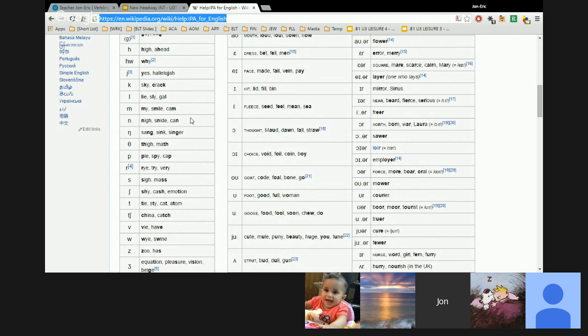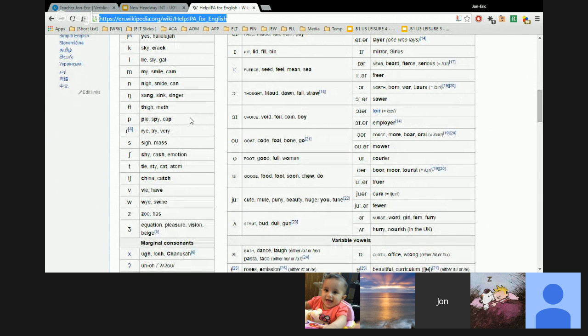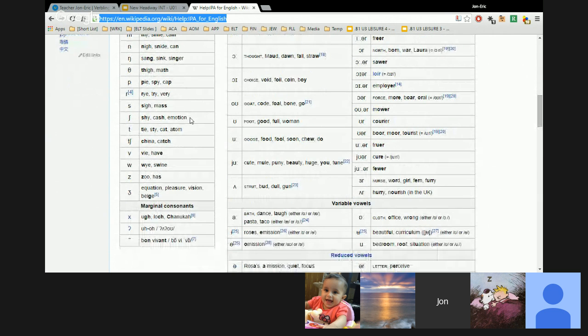You've got sounds there from Icelandic. You don't need those for English. So you're only going to learn what you need. Okay, and most of these are the same as the English letters. Which ones are different? Here's a j sound, you can see. Here's the ch sound. Here's the sh sound.